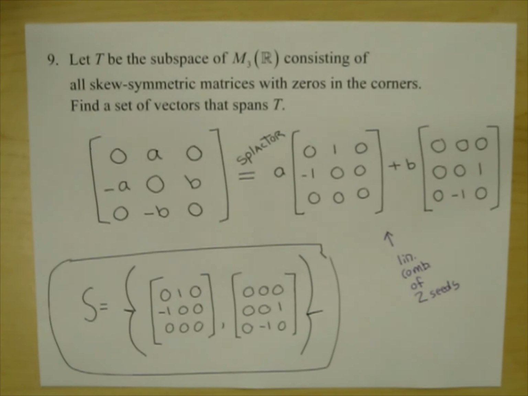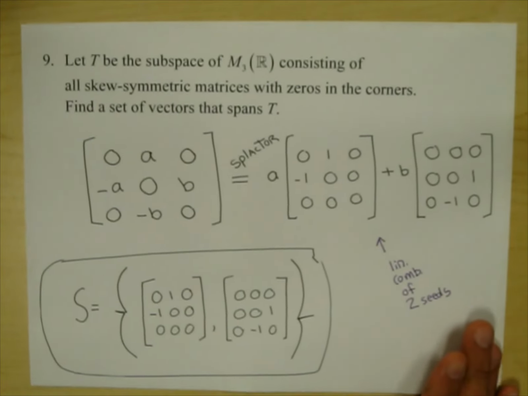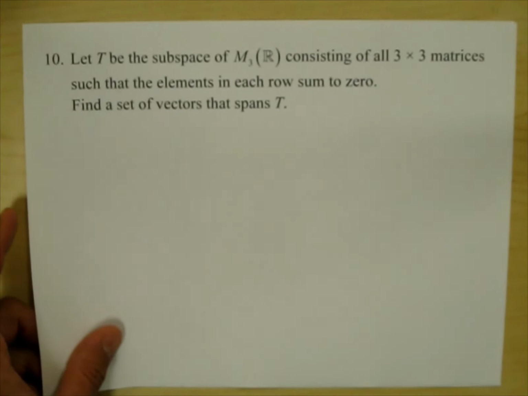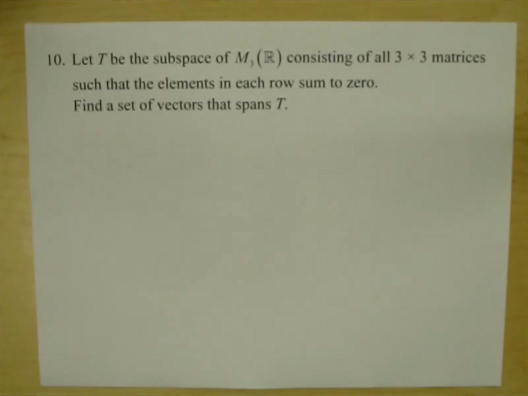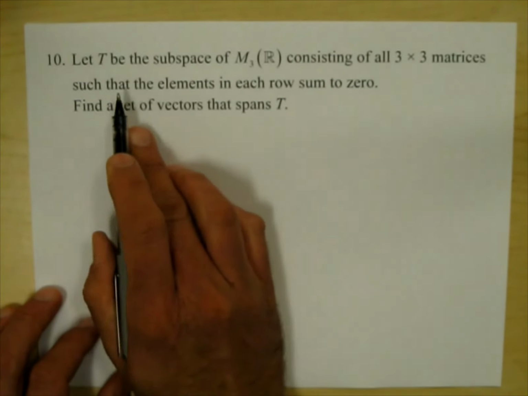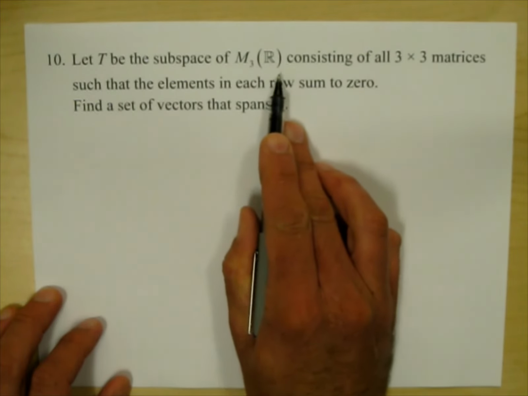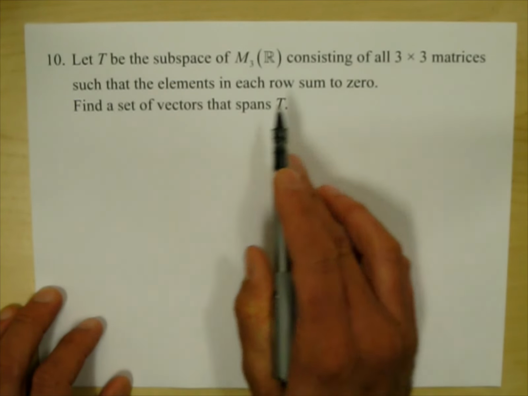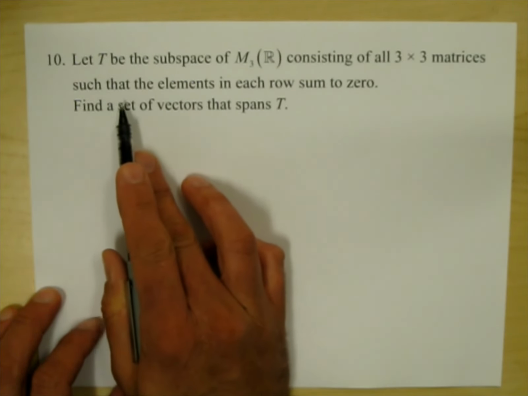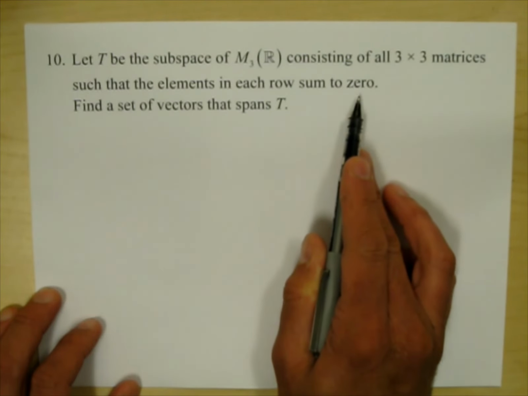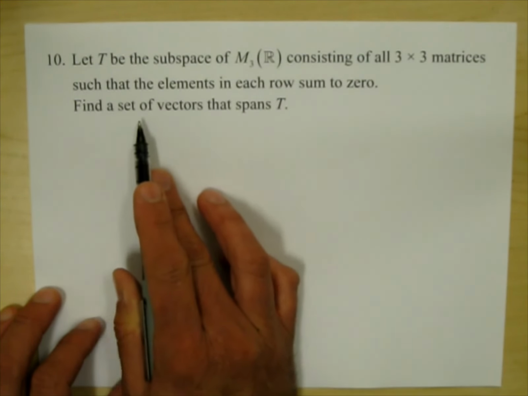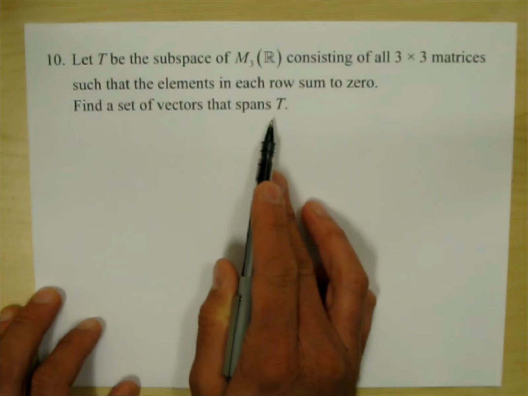I'm going to go ahead and do another one that is very similar to this. We're going to stick with M3, and we're going to pick a subspace of M3. See how that goes. Okay, let T be the subspace of M3(R), consisting of 3x3 matrices such that the elements in each row sum to 0. Find a set of vectors that spans T.